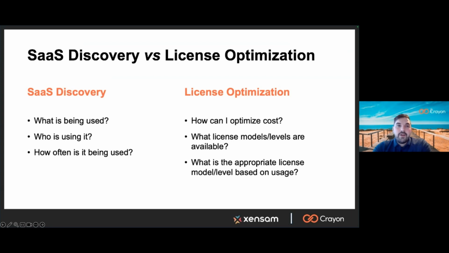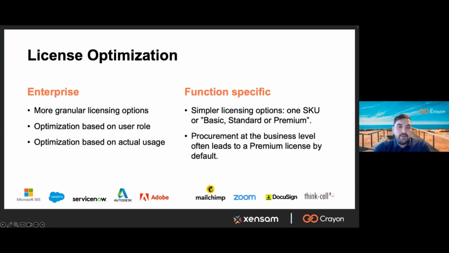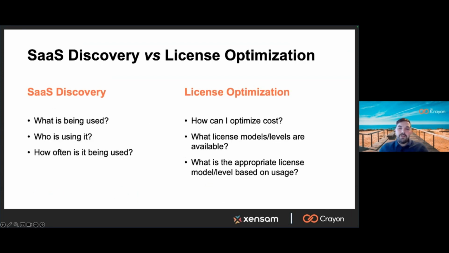License optimization is not looking at the kind of usage of the SaaS. Stay on the last slide, please, Alex. Don't go forwards yet. It's not looking so much at what the usage is, but it's looking more from a vendor perspective at what different license models or license levels are available and how you can match those license levels to how the user uses the SaaS services. Now you can jump to the next one.